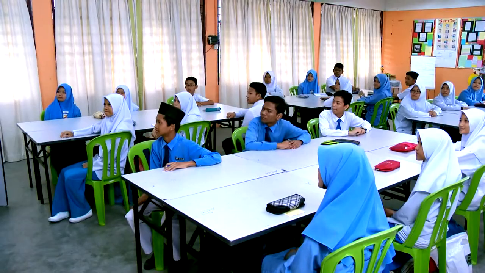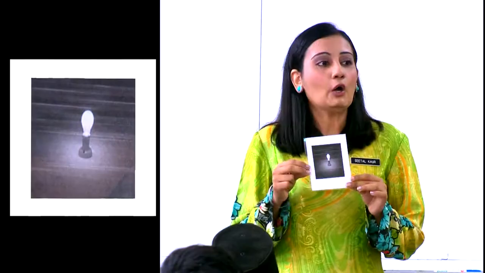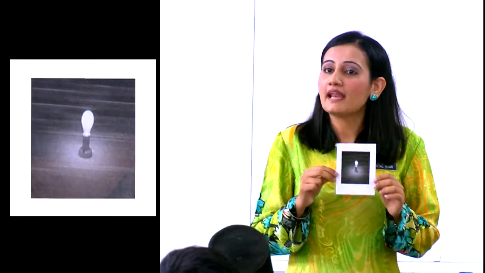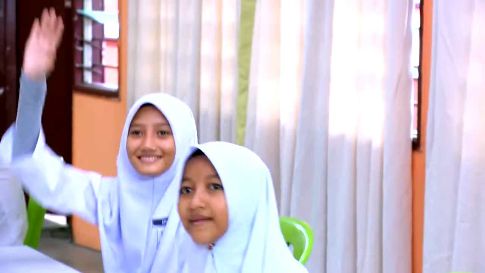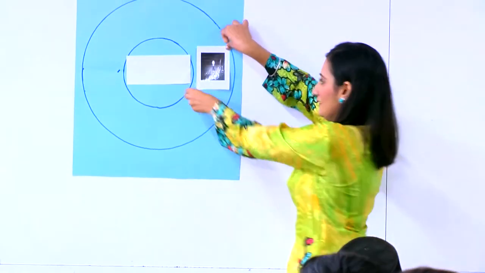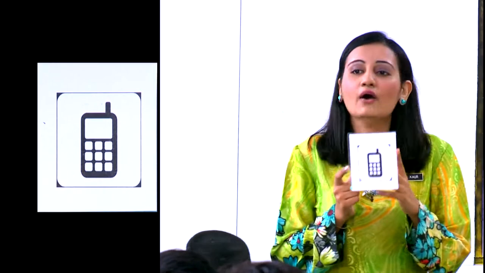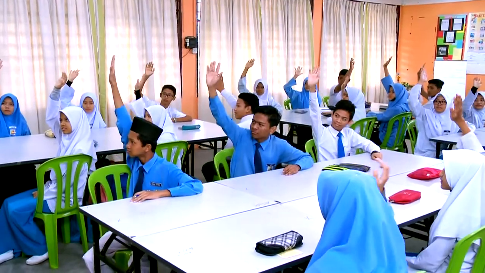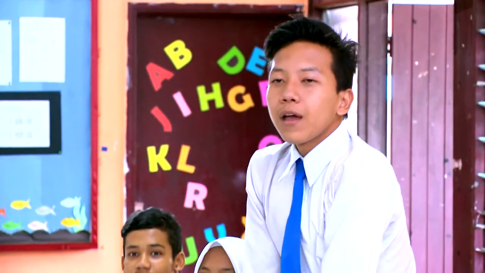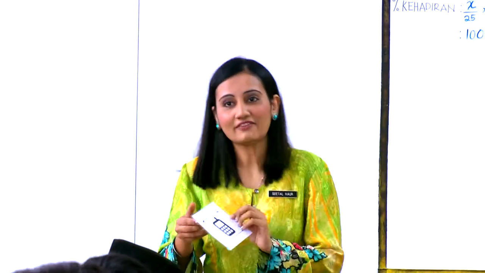Okay class, what is this? Light! Okay, what would our life be like without a light? Shasha? Our life without light will be dark. Okay, it will be dark. Thank you. Now, what is this class? Smartphones. So how different would our life be without a smartphone? Faiz? My life will be boring. Okay, thank you.